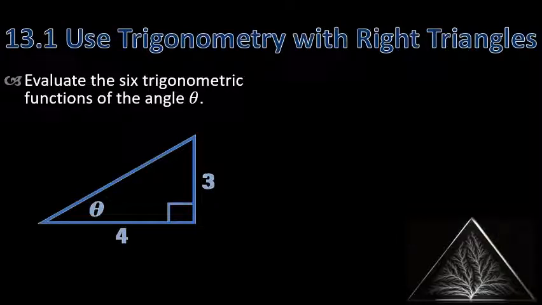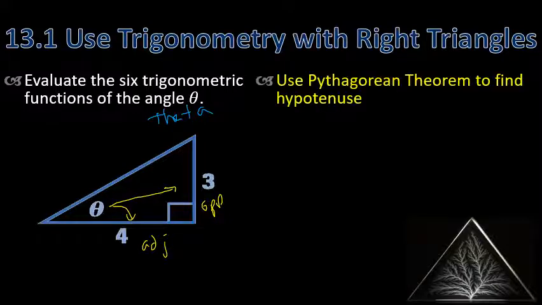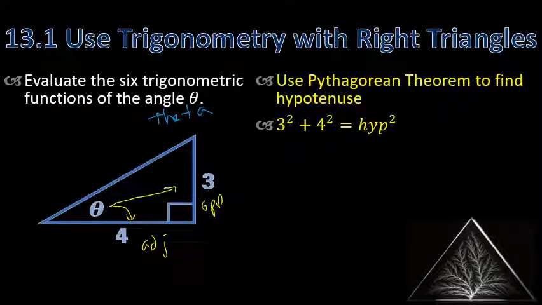So let's evaluate the 6 trigonometric functions of the angle theta. If you're curious, that is spelled T-H-E-T-A. Greek letter. Alright, well, the first thing I need to know is what I have. So that side is the opposite. That side is the adjacent. I'm missing the hypotenuse, so I need to find the hypotenuse. I could use the Pythagorean theorem. So I can say 3 squared plus 4 squared would be my hypotenuse squared, which makes my hypotenuse 5.